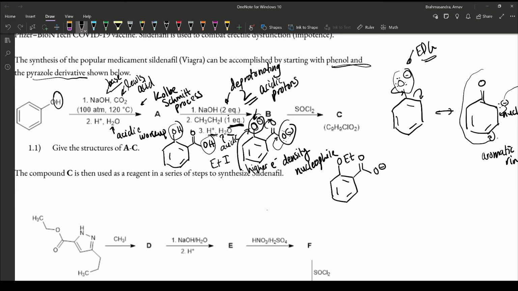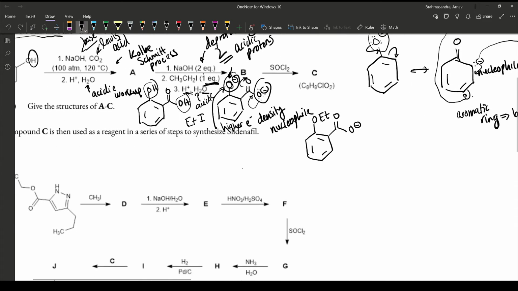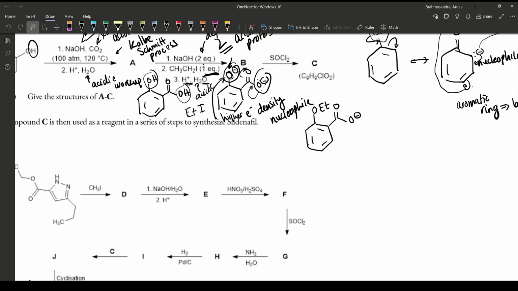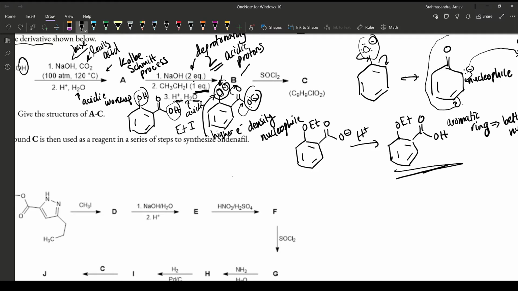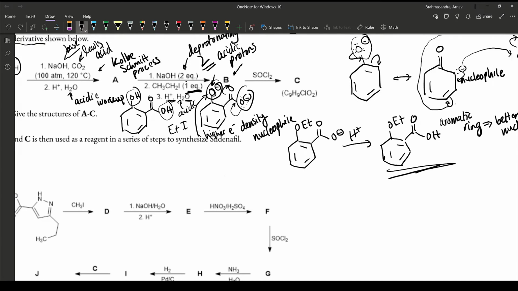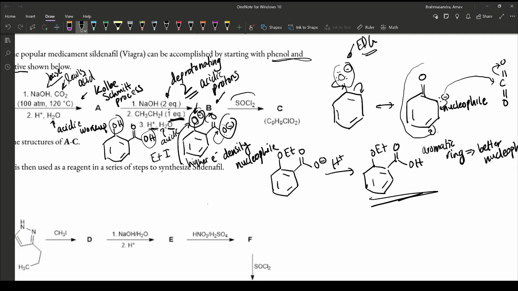We just want to protonate all the things that we deprotonated along the way. So our carboxylic acid group, our carboxylate group is going to get protonated. So we add acid, and we're going to end up with O-ethyl and a carboxylic acid group like this. So this will be our answer for B.